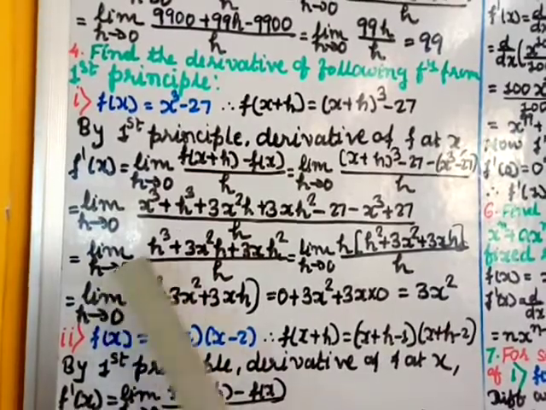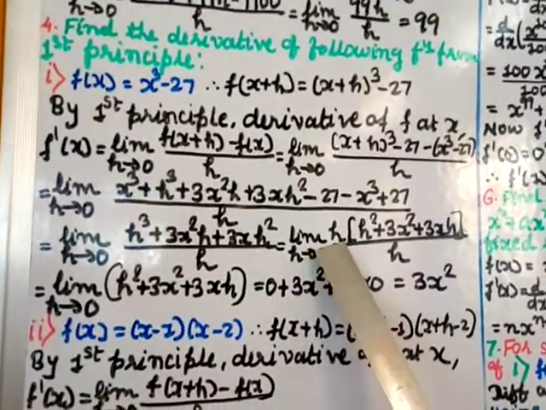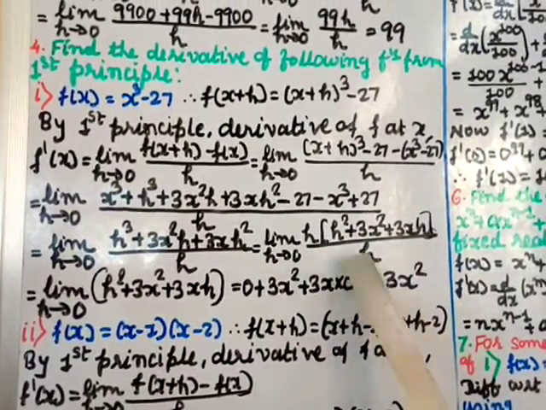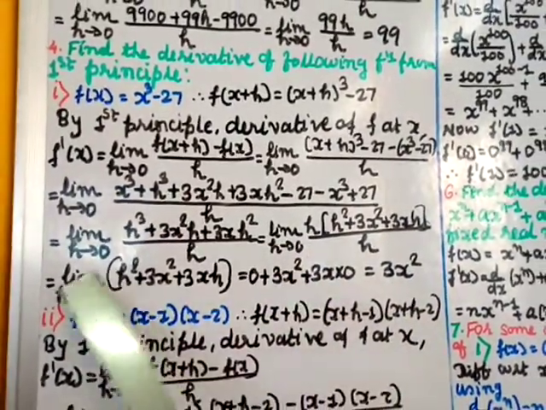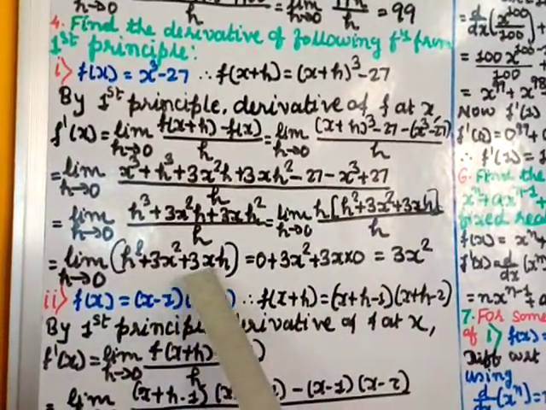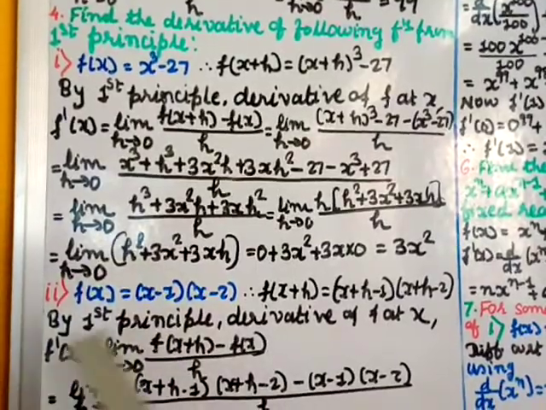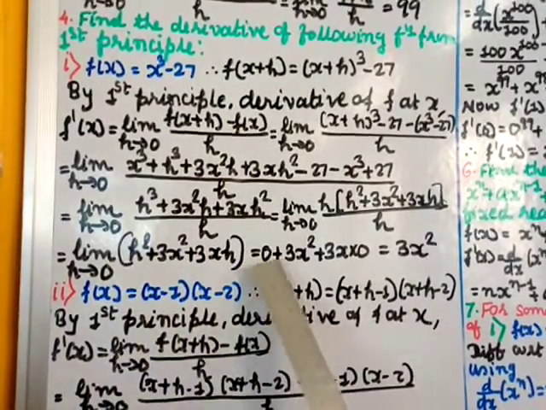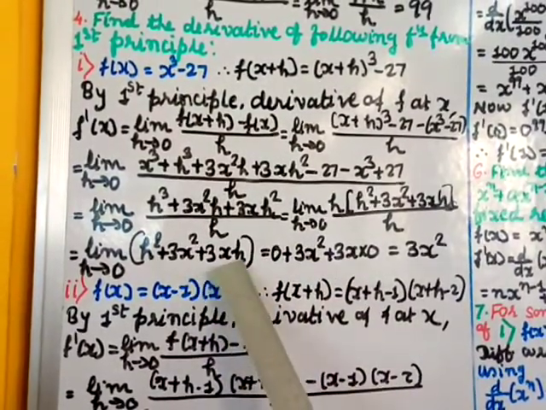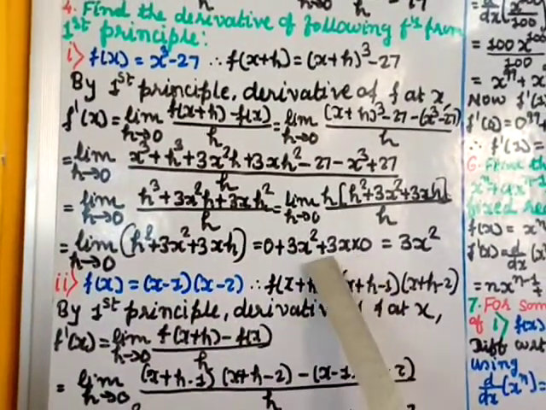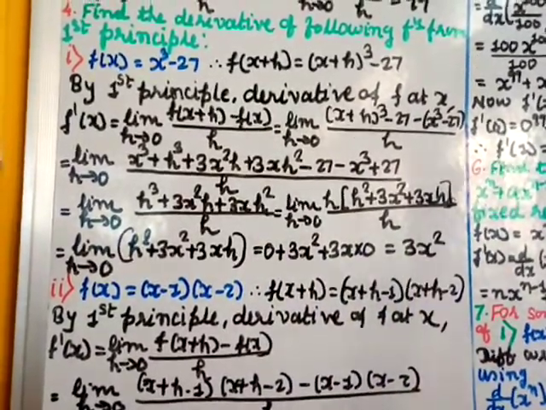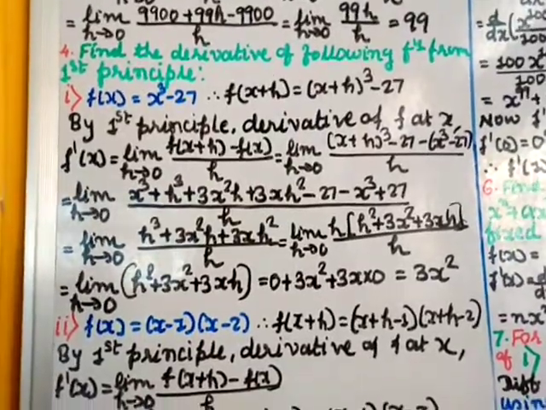Limit h tends to 0. From the numerator take h common. So what remains here is h square plus 3x square plus 3xh, by h. These two h you can cut. So you get limit h tends to 0 of this bracket term, h square plus 3x square plus 3xh. Now apply the limit. So h square, that is 0 square, 0, plus 3x square, that is no h, so no applying, so 3x square, plus 3x, instead of h put 0. So 3x into 0, this is 0, plus 3x square plus 0. So the answer will be 3x square. So that is the solution for question number 1.